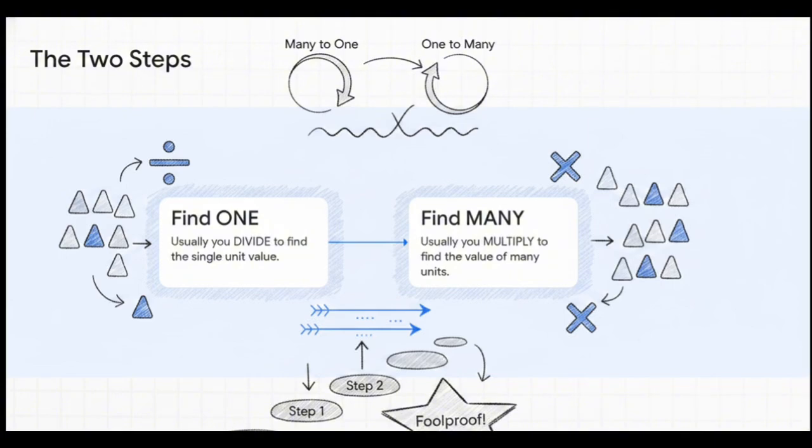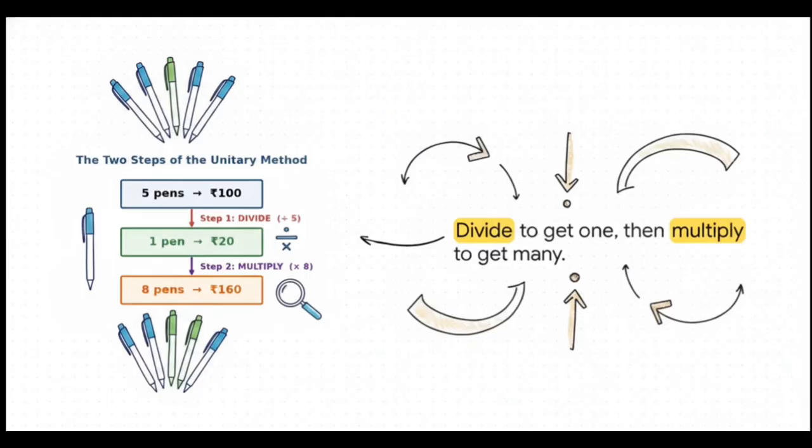Step 1, you find the value of 1 unit. And to do that, you're typically going to divide. Step 2, you find the value of the many units you actually want. And for that, you multiply. It's a foolproof stepping stone kind of approach. And this brilliantly illustrates the methodology in action.